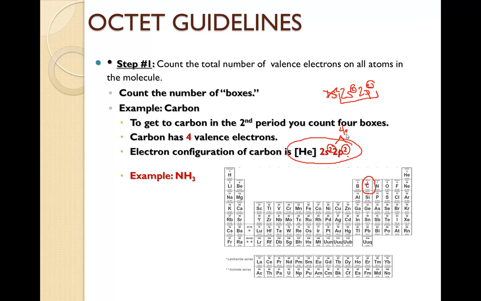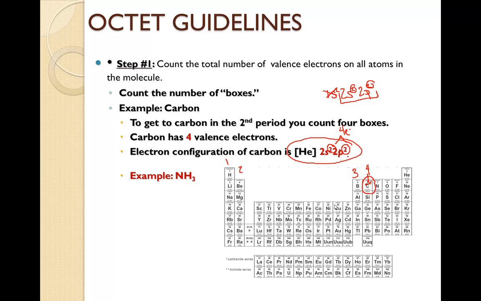Now the shortcut method is to count the representative rows over. So 1, 2, 3, 4. It's in the 4th row. So therefore it has 4 valence electrons. That's how the periodic table is set up.